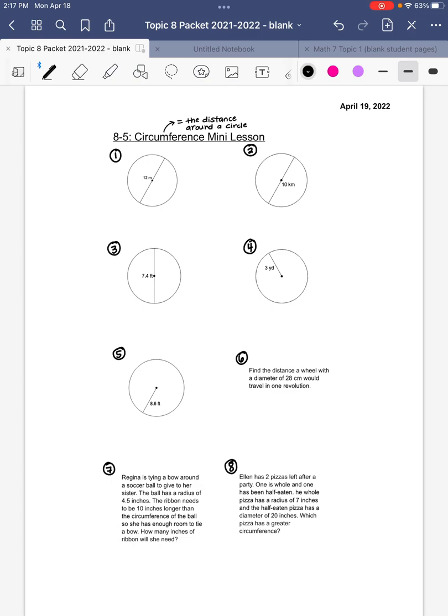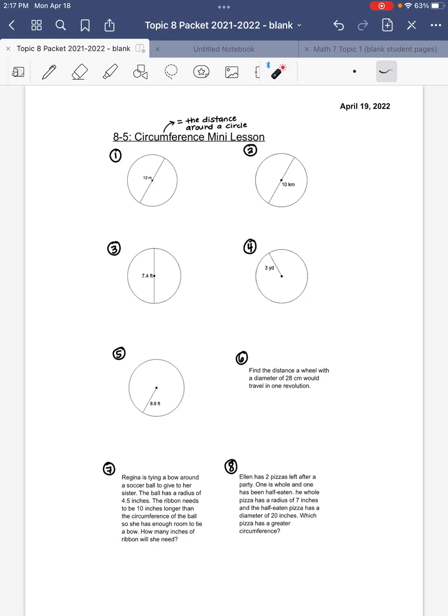Hey y'all, today is April 19th and we are doing a little mini lesson on 8-5, the circumference of a circle. So the first thing I want you to know is the definition of this word circumference. Circumference is the distance around a circle. So think of it as the perimeter of the circle, the outside distance, okay?